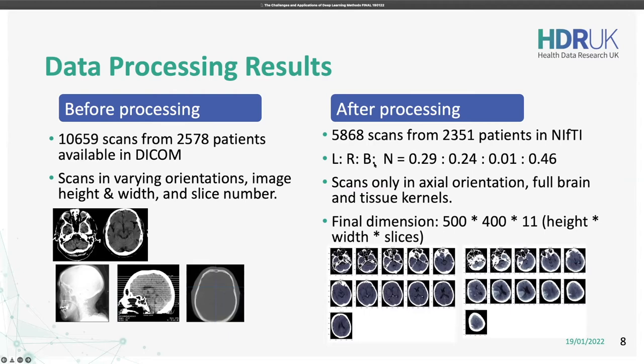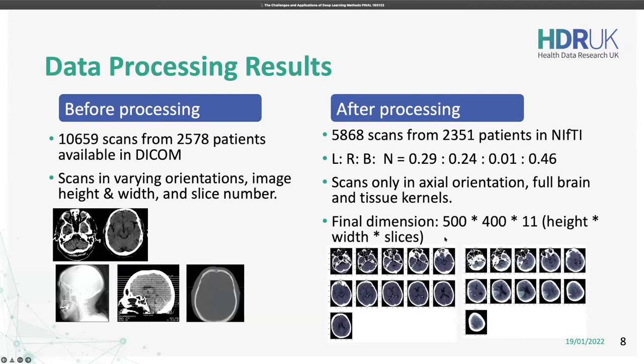The left, the right, the both-side lesion, and also no lesion have ratios of 0.29 and 0.24 for the first two. So basically slightly more left lesions than right, and really rarely do we have a both-side lesion. Relatively, a little bit lower than half of the images have no lesions on the image labels.